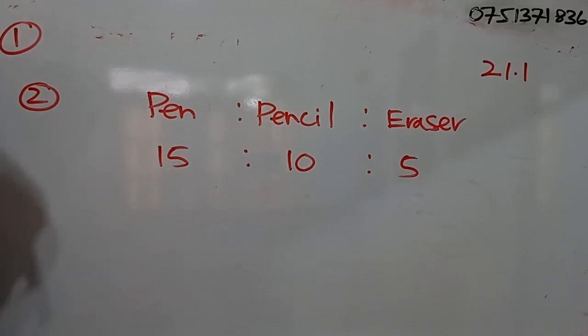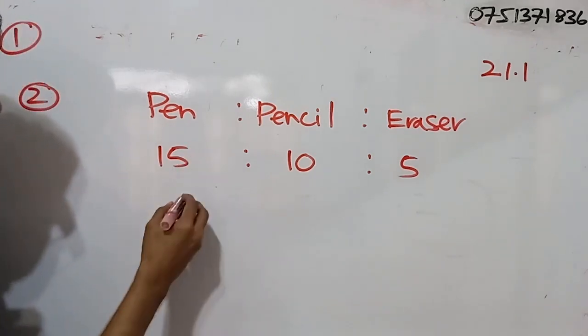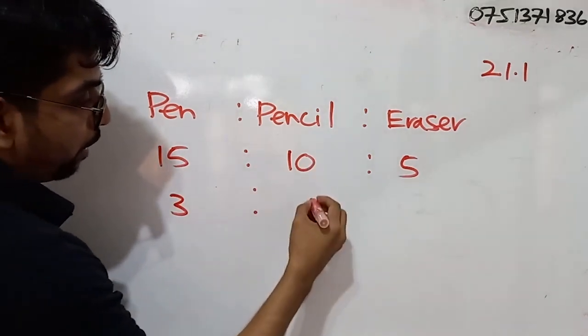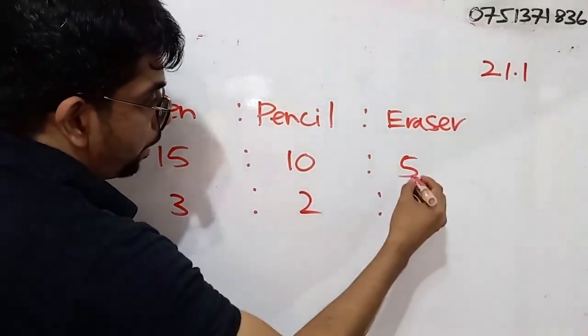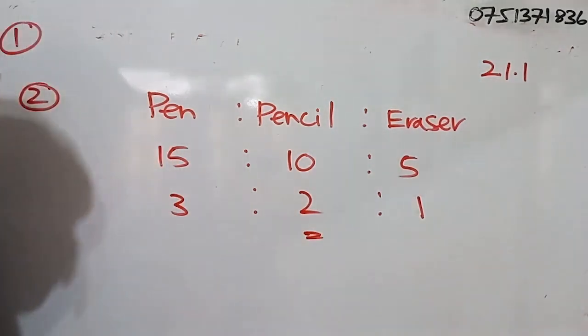So we can divide each term by 5. 15 divided by 5, we know that's a 3. 10 divided by 5, we know that's a 2. 5 divided by 5, we know that's a 1. So the ratio is what? 3 to 2 to 1. Right? So this will be the answer.